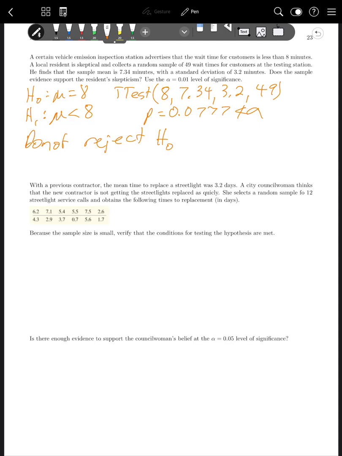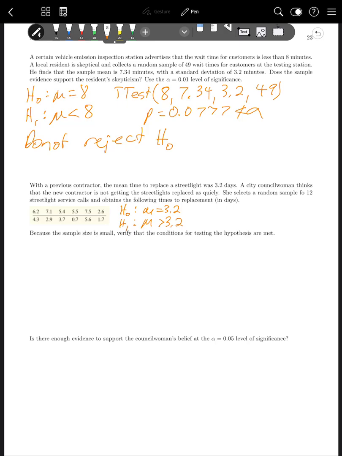Okay, and then for the last one, with a previous contractor, the mean time to replace a street light was 3.2 days. A city councilwoman thinks that the new contractor is not getting the street lights replaced as quickly. She selects a random sample of 12 streetlight service calls and obtains the following times to replacement. So what we want to know is, first of all, can we do this? But then the hypothesis test we're going to test is: is mu equal to 3.2 days or is mu greater than 3.2 days? Is it taking them longer to replace the streetlights?